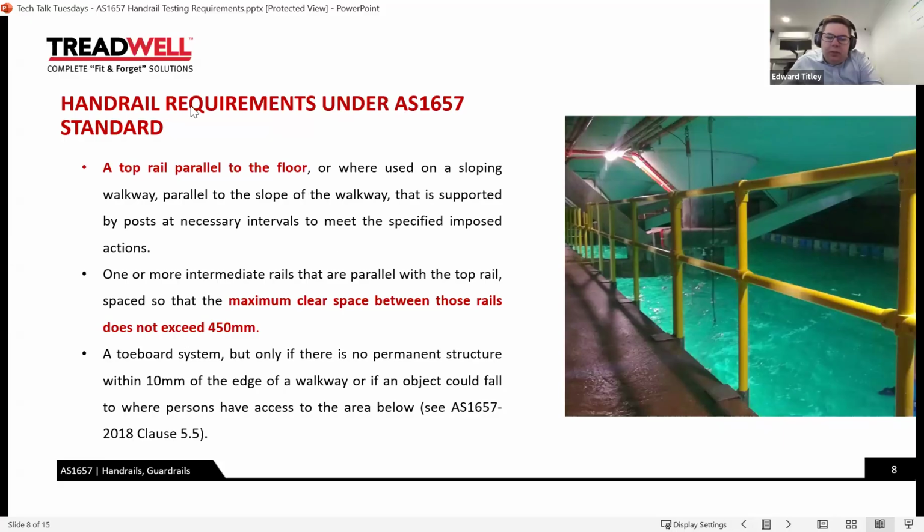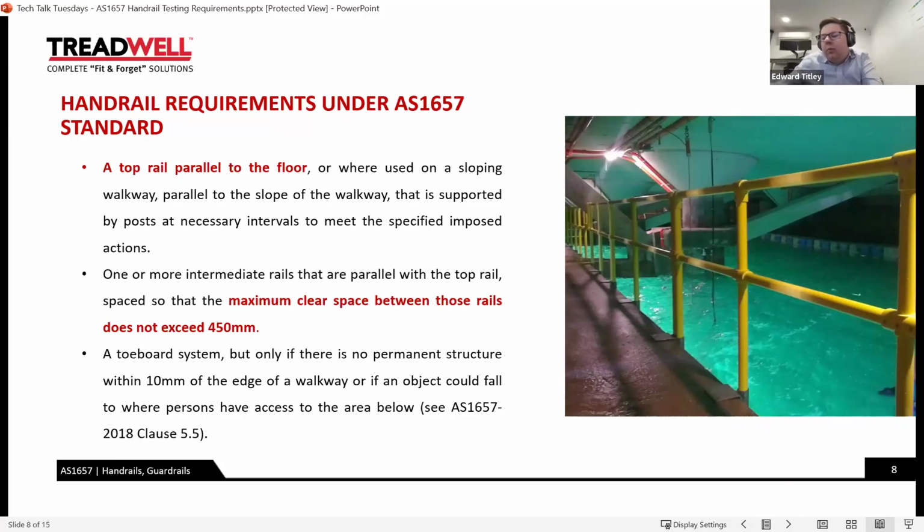And then a toe board system, if there's no permanent structure within 10 mil of the edge of a walkway, or if an object could fall to where persons have access to the area below. So we might have an elevated platform with a walkway or access underneath, and we'd need to ensure that something can't get kicked off the edge of the platform and cause an injury to someone walking underneath it.